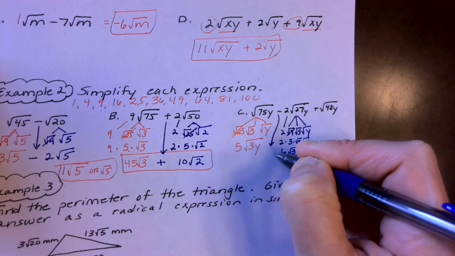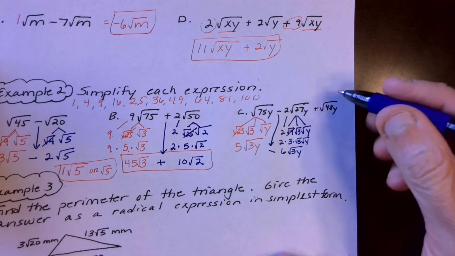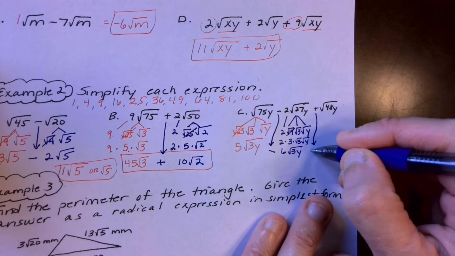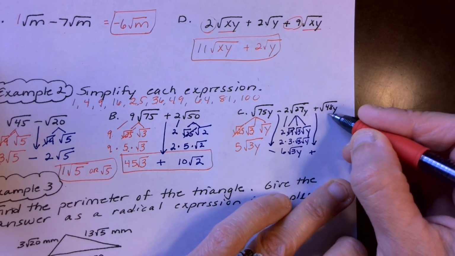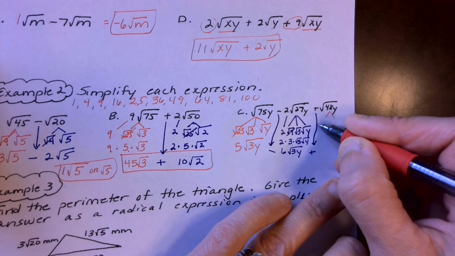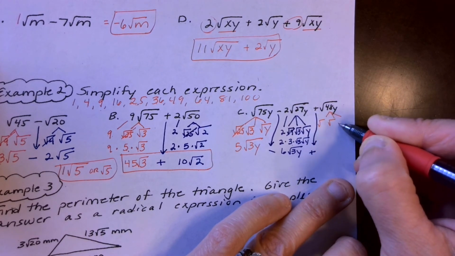Bring down the subtraction. Bring down plus. Go back to my red. All right, so square root of something, square root of something, square root of y.